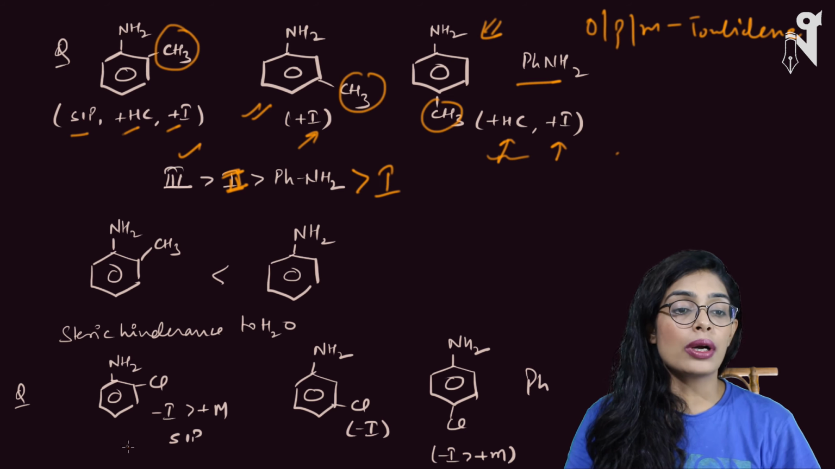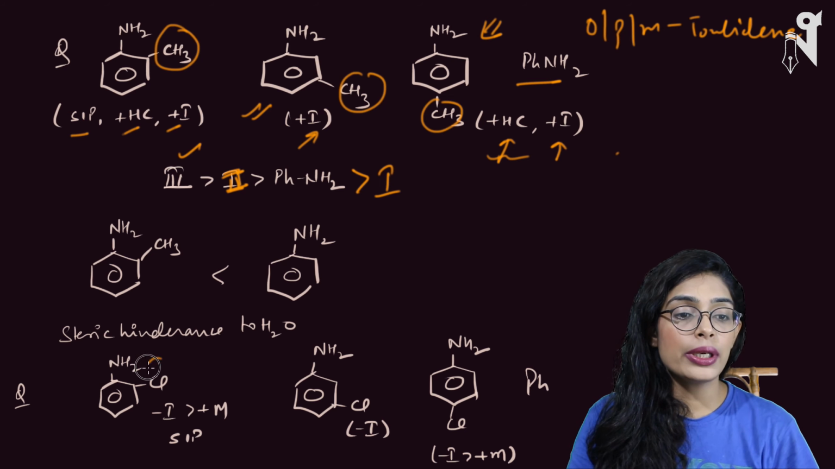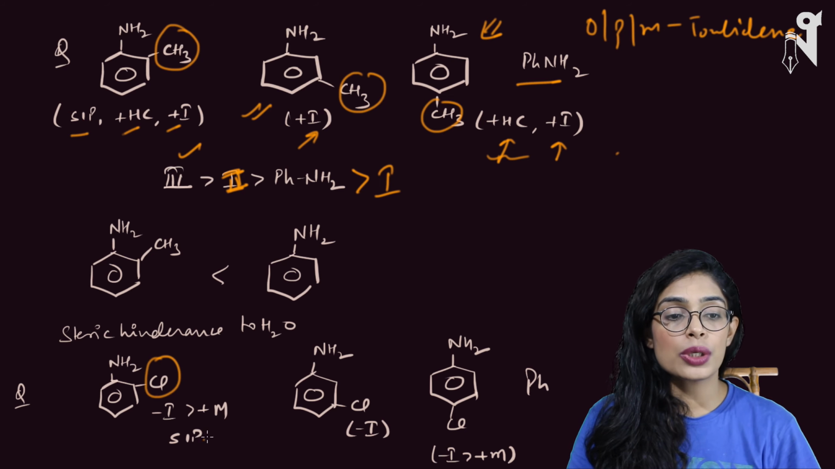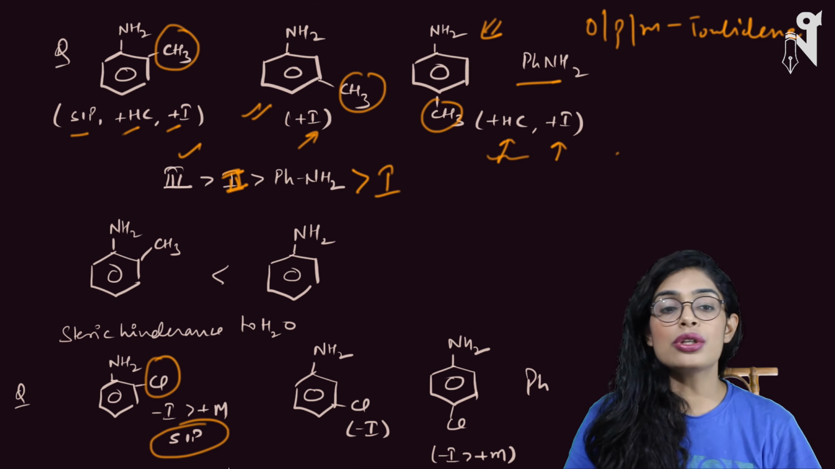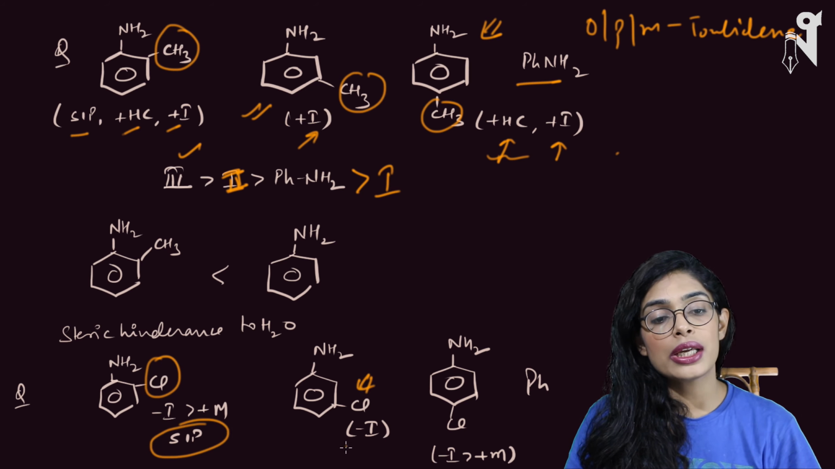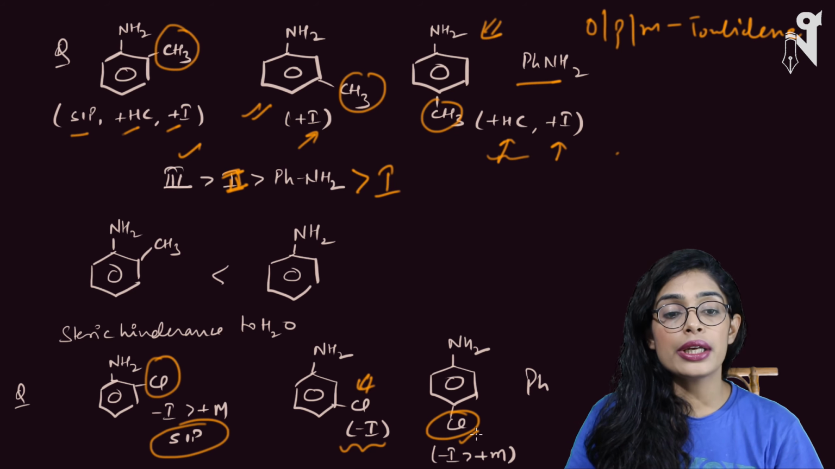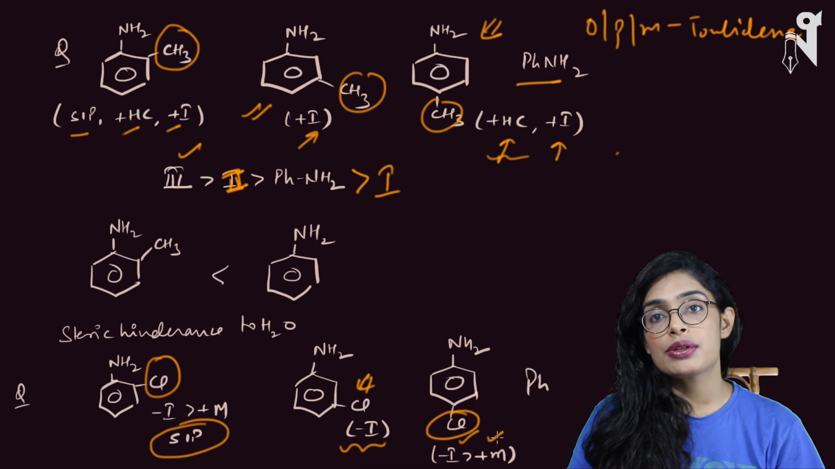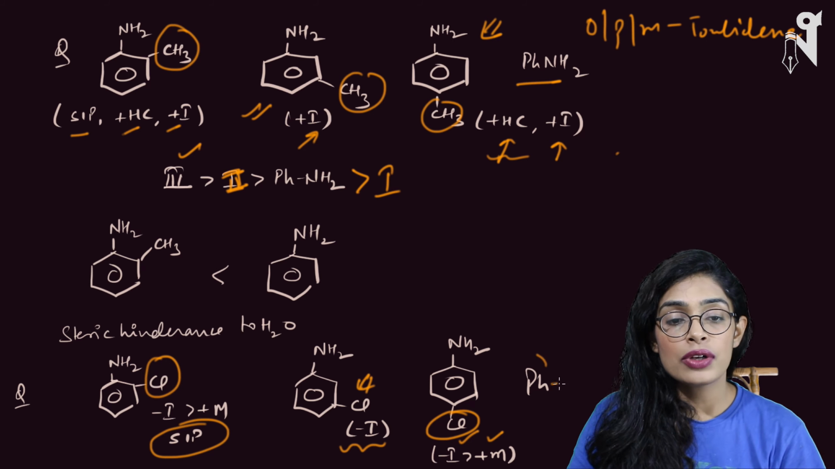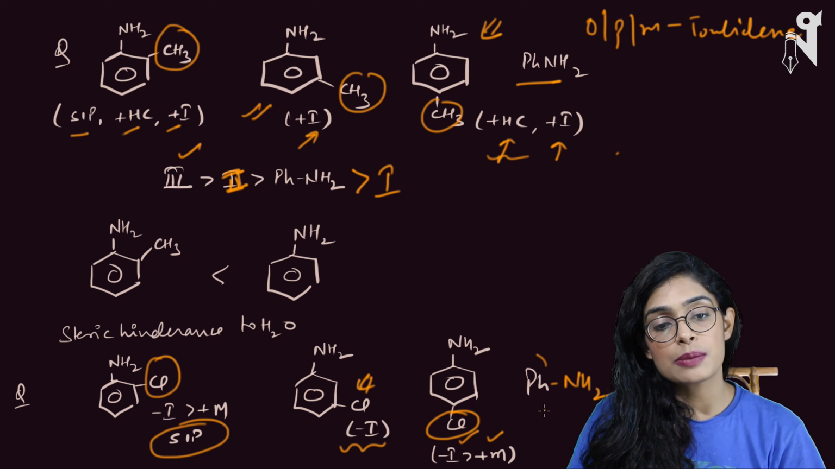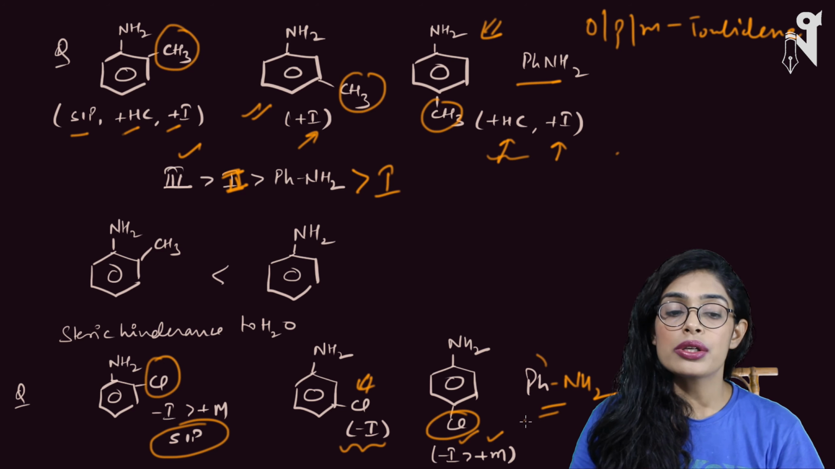Okay, now come to the next compound. In next compound we have chlorine present on the ortho position, so it will also show the steric inhibition of protonation. Chlorine on meta will show the electron withdrawing inductive effect. Chlorine on para will show electron withdrawing inductive effect and electron donating resonance effect. And then we have normal aniline. I have written pH, it is PhNH2. So let's see how the order is gonna be.